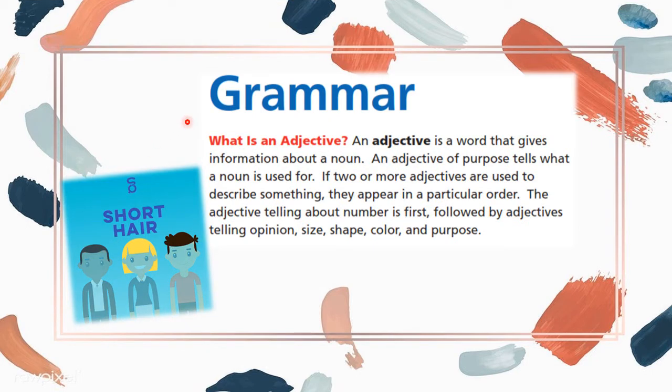Now, let's begin by defining and recalling what adjectives are. So, what is an adjective? It's a word that gives information about a noun. So, the purpose of an adjective is to tell what a noun is used for. If two or more adjectives are used to describe something, then they should appear in a certain order. The adjective telling about number is first, and then you have adjectives telling about your opinion of that noun, the size, shape, color, and purpose.